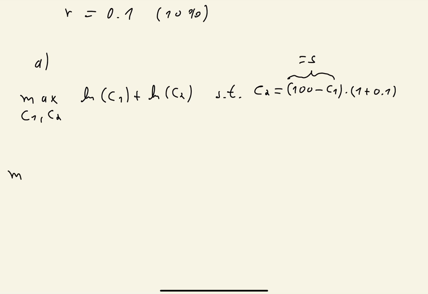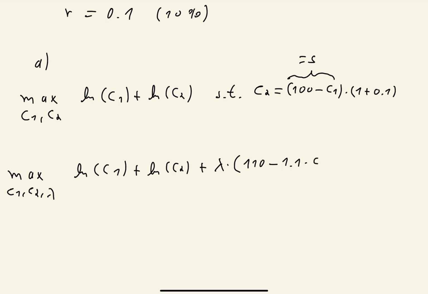So we are maximizing over C1, C2, and lambda, and we are maximizing the log of C1 plus the log of C2 plus lambda times, and now we can actually simplify the constraint just by factoring out everything. So what we then have is 110 minus 1.1 times C1 minus C2. Okay, so this is the optimization problem in Lagrangian form.